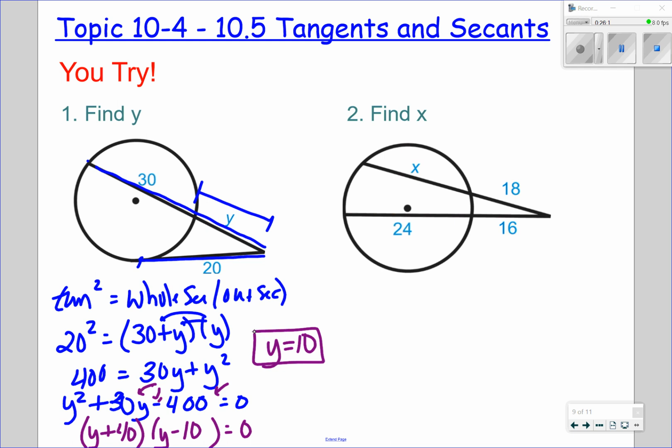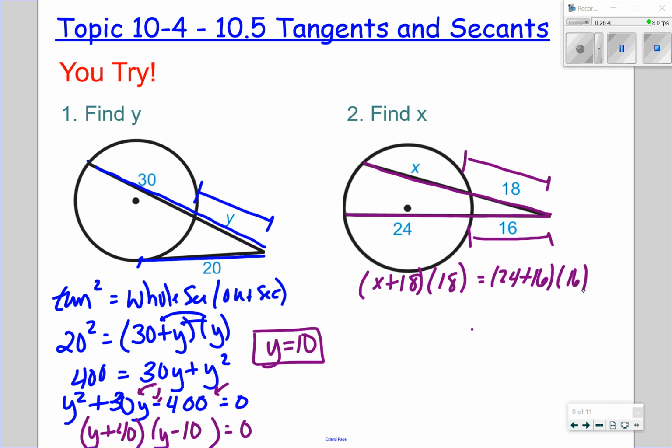Okay, number 2. This time we're finding segment lengths again, and this time we don't have any tangents. We have a whole secant and its outside piece, and then we have another whole secant and its outside piece. So we're going to do that whole secant times outside piece equals whole secant times outside piece. So if we start with the top one, our whole secant would be x plus 18 times our outside piece of 18 equals our whole secant 24 plus 16 times our outside piece of 16.